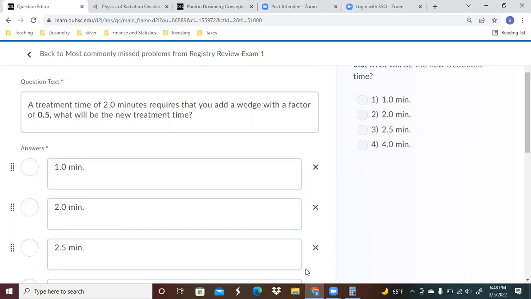This is something we haven't specifically gone over just yet, but if you do have to add in a wedge factor for something like that, basically you're going to be dividing the amount of time by that factor. So in this particular case, you've got 2.0 minutes. You're going to divide that by 0.5, and so you end up with 4.0 minutes. So that'll be your answer there.